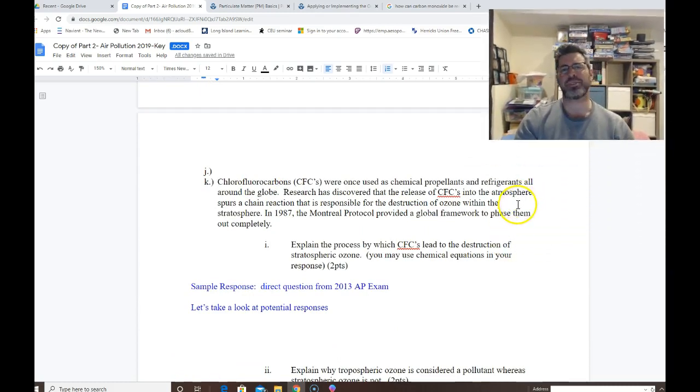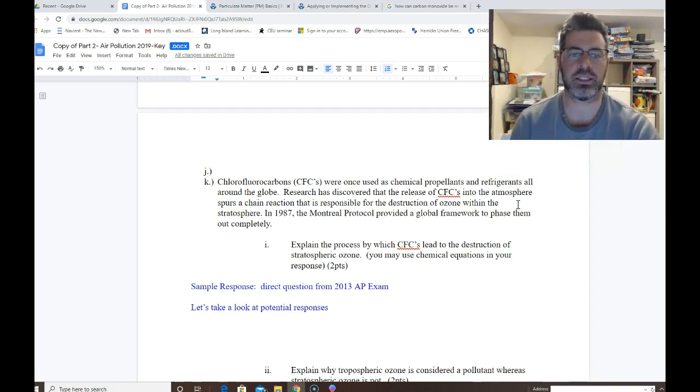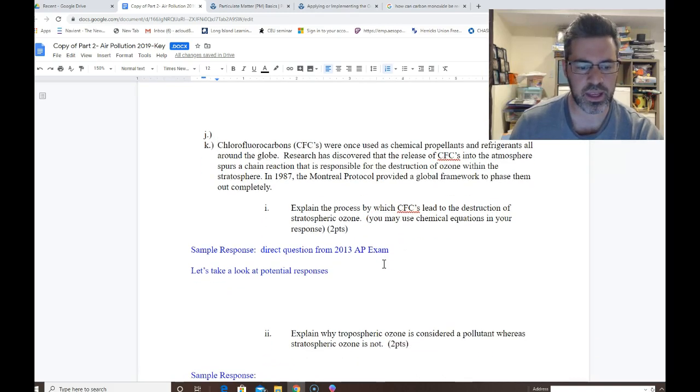chlorofluorocarbons, right? CFCs, something that we would have talked a lot about in class if we were together. As we know, guys, chlorofluorocarbons go right up to the stratosphere. Sunlight comes in, it breaks them apart, and oh no, we have some chlorine in there, man. No good. All right, that's going to act as a catalyst to break apart ozone. So what we're going to do, guys, is explain the process by which CFCs lead to the destruction of stratospheric ozone.